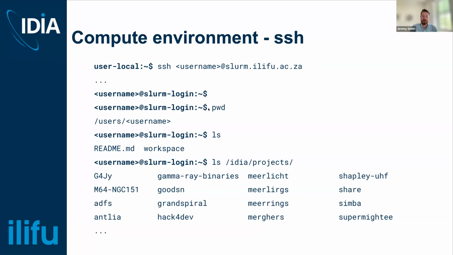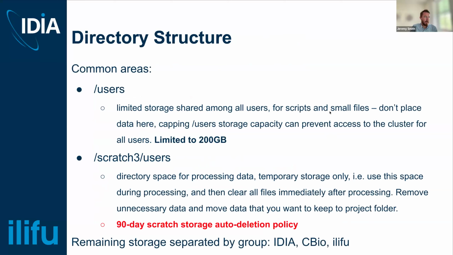You can then run commands within the shell environment on the ilifu cluster. You can show your current path using the pwd command, which is print working directory. You can list the contents of your current working directory with the ls command. You'll see a symlink or a shortcut to your workspace. New users will see a readme.md file, which has helpful information to get started with. And then the final example here is just listing the contents of, for example, the projects folder for the IDEA projects. So these are just some basic Linux commands. On that note, we're going to move on to the directory structure that we use.